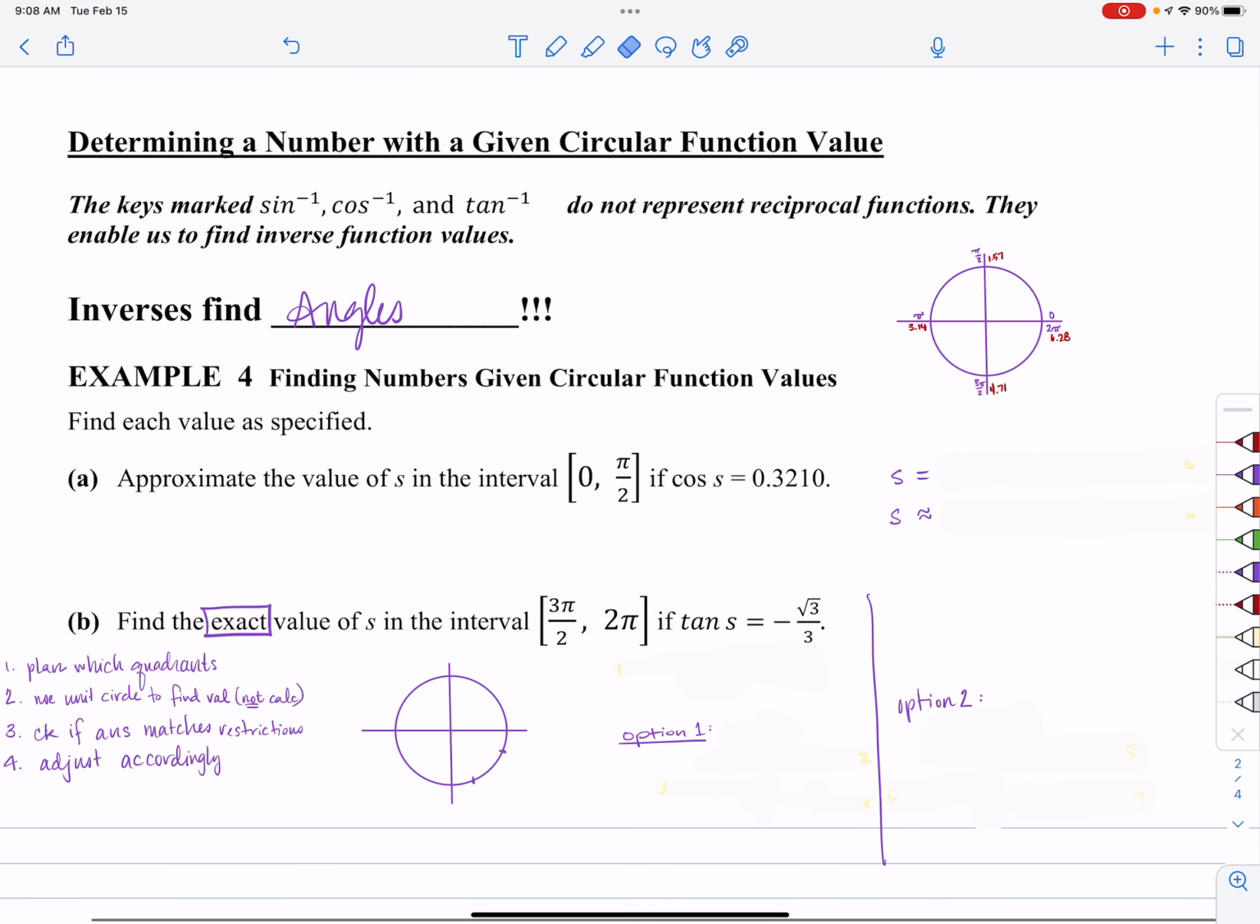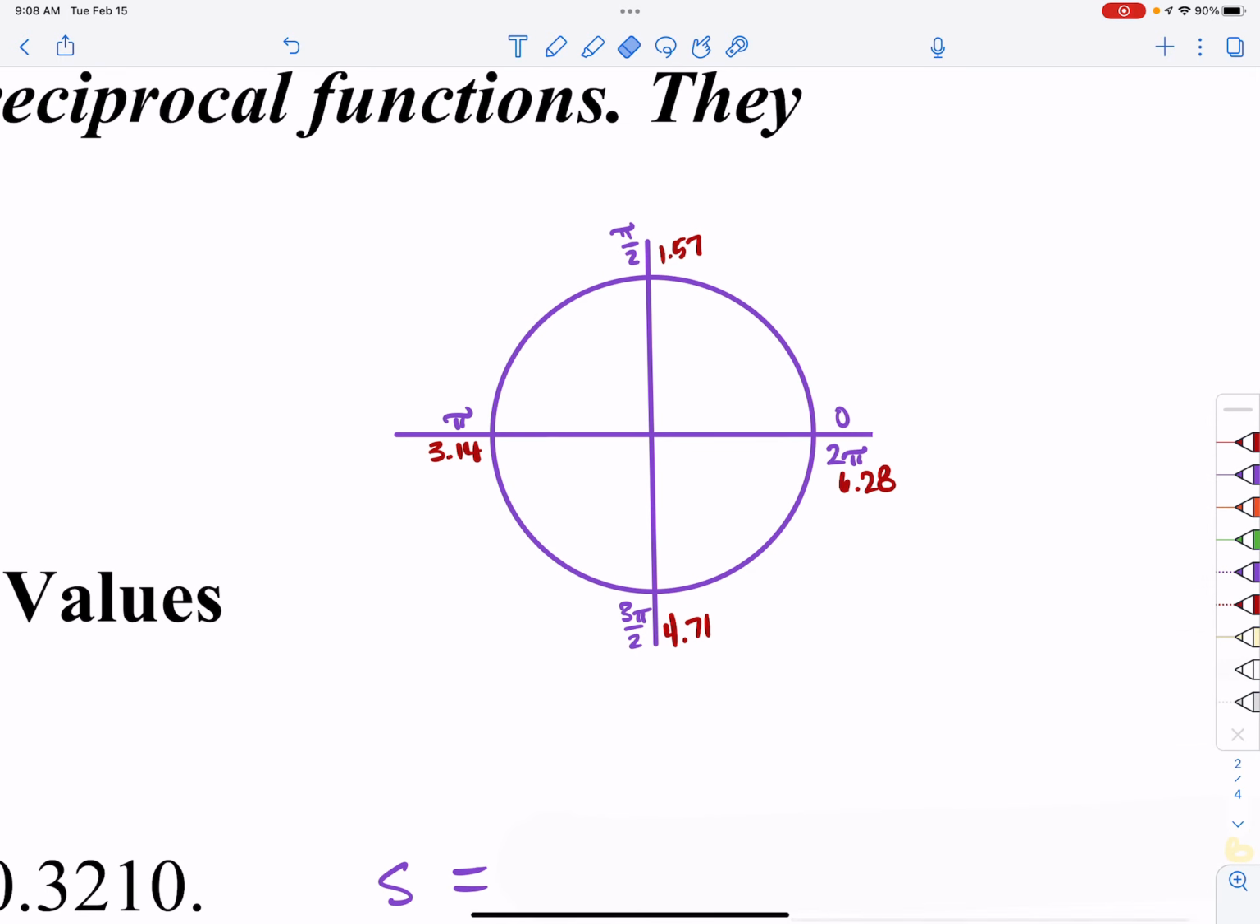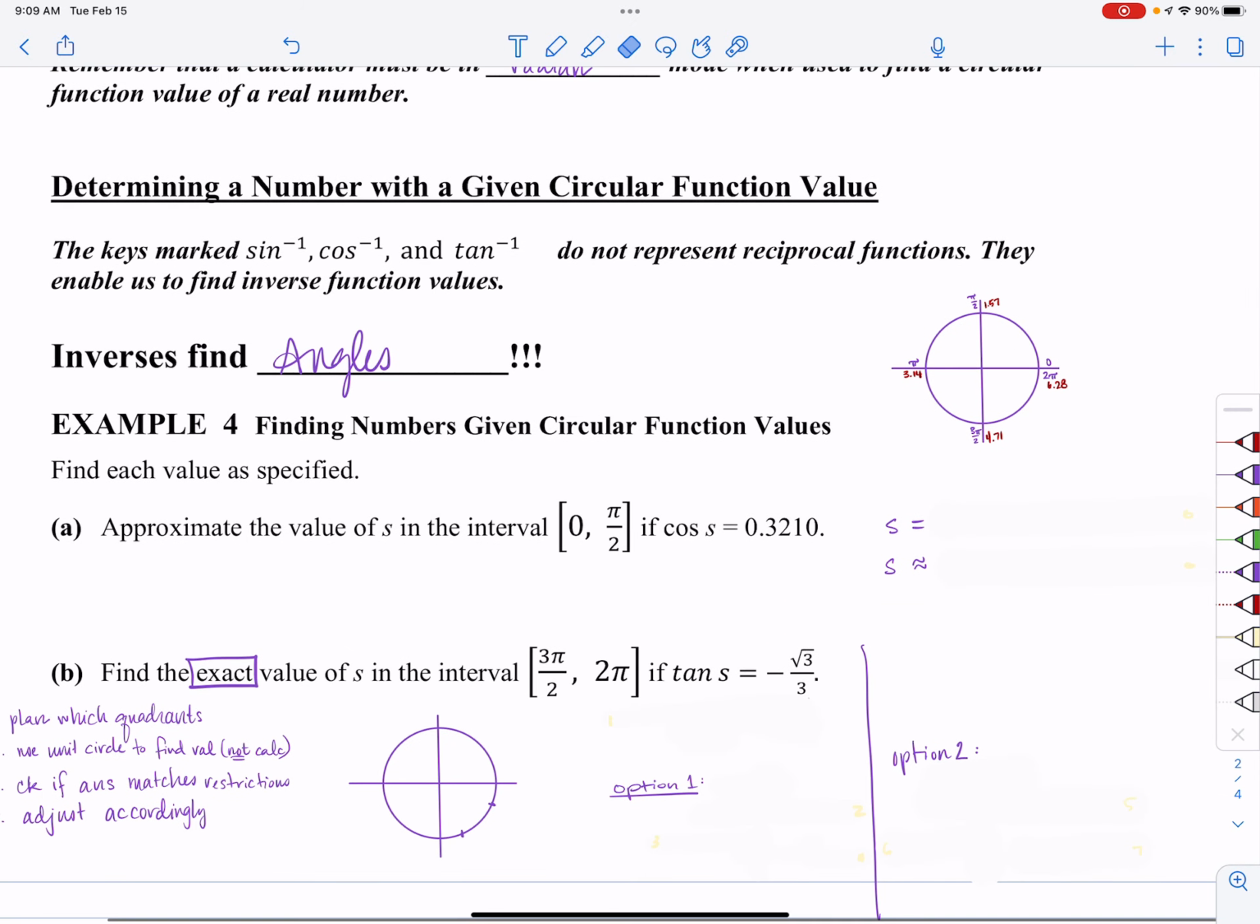One interesting thing to note in my radian mode is we understand our radians of the 4 axes is 0, pi over 2, pi, 3 pi over 2, and 2 pi. What we tend to forget sometimes is that that can be represented by a decimal as well. It's an approximation. And so I just put those values on the unit circle there so that you can see what those decimals are. That's going to help us in our next 2 questions.